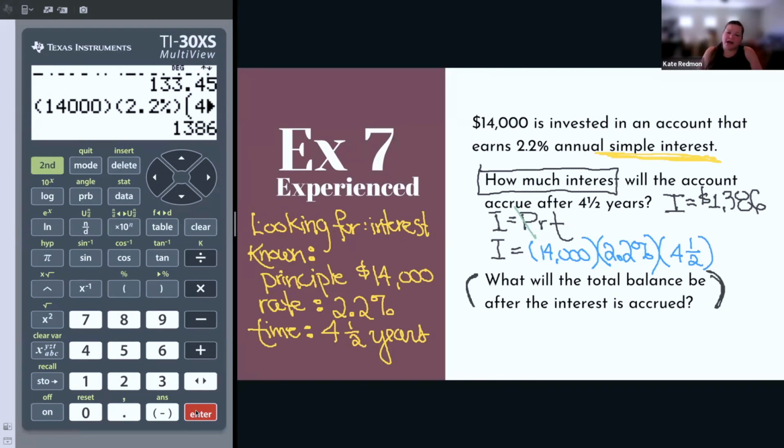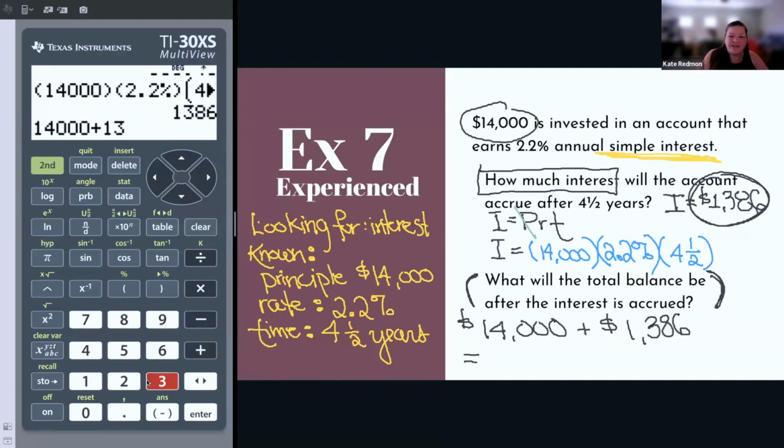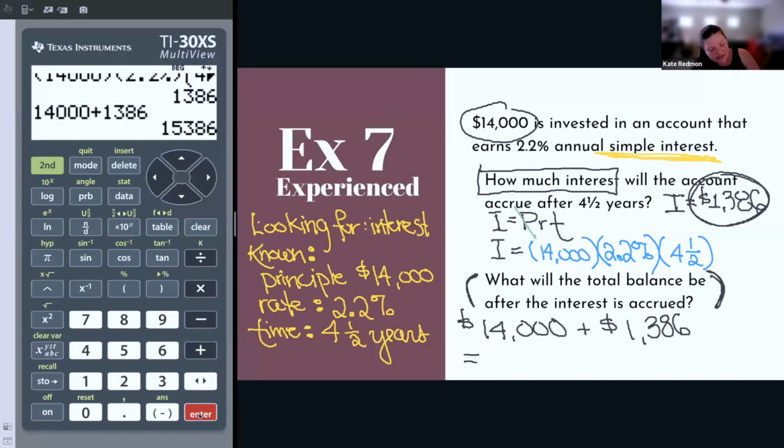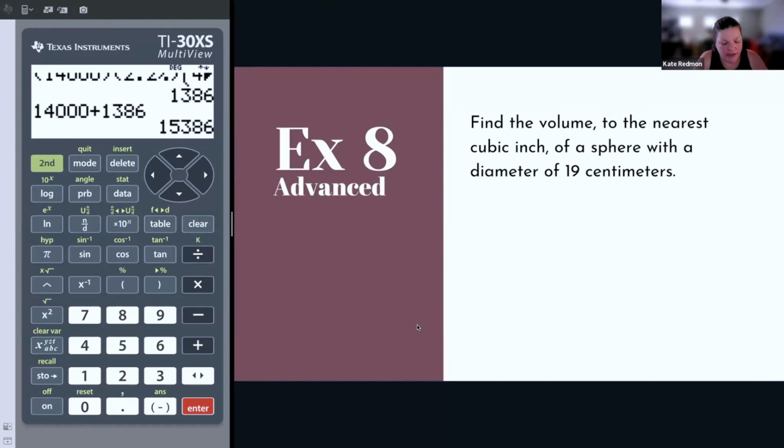What will the total balance be after the interest is accrued? Would it be $15,386? Yes, Mason, you jumped straight to the answer. How'd you get that number? I took our beginning amount, and then I did some addition with the interest. So absolutely, I agree with Mason that if I added 14,000 and 1,386, I would end up with $15,386. So let's look at example 8.